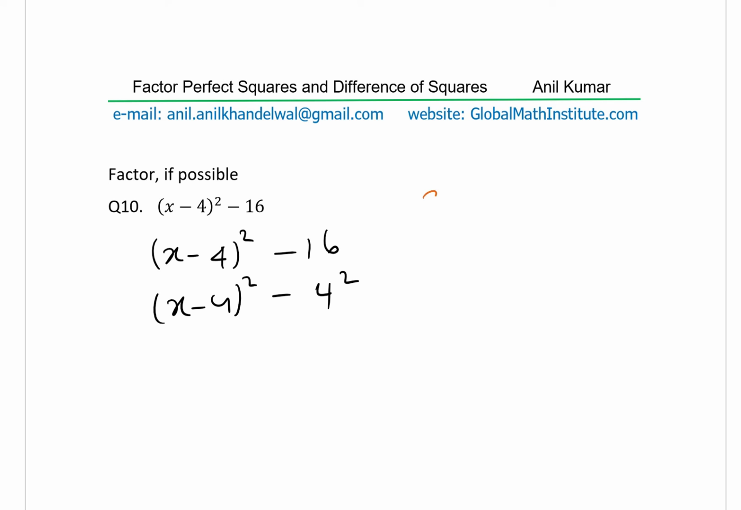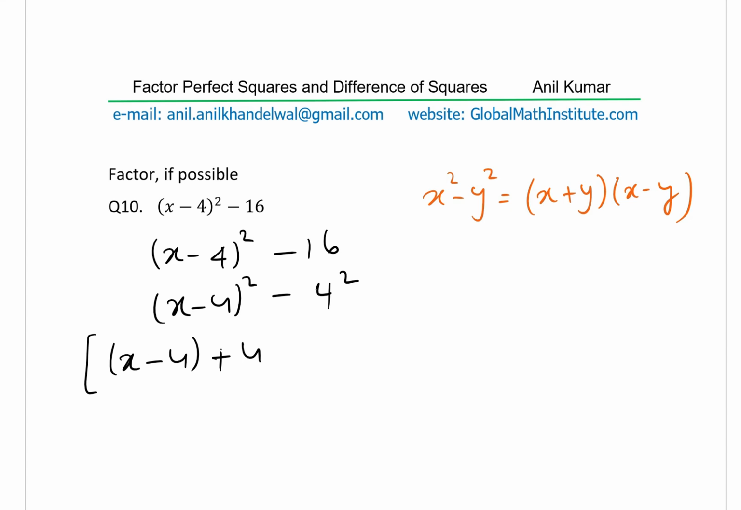Remember, we have x square minus y square. It can be factored as x plus y times x minus y. So we'll do the same thing here. However, now we have x as x minus 4. So let's rewrite this as x minus 4 plus 4, right? This is one term, and the second term will be x minus 4 minus 4. So that is how we are going to factor it.